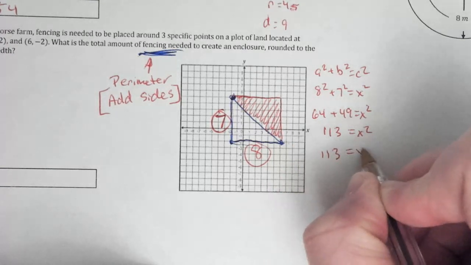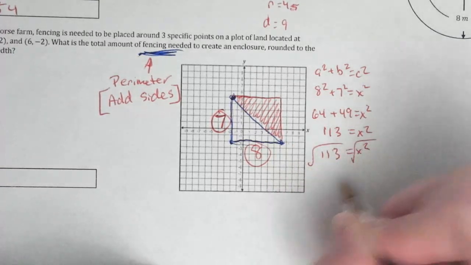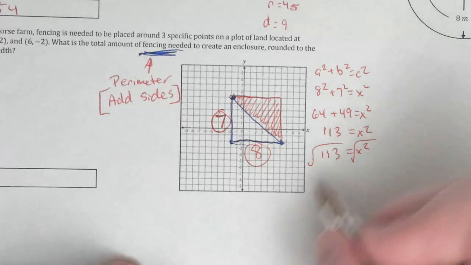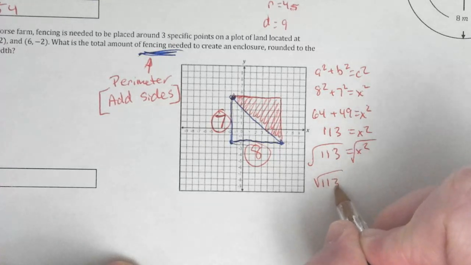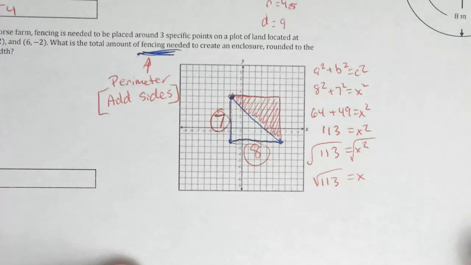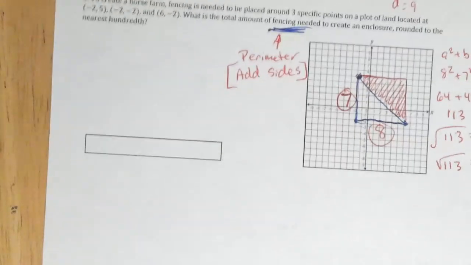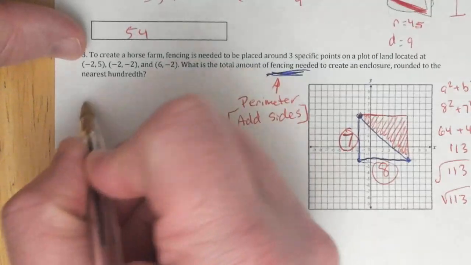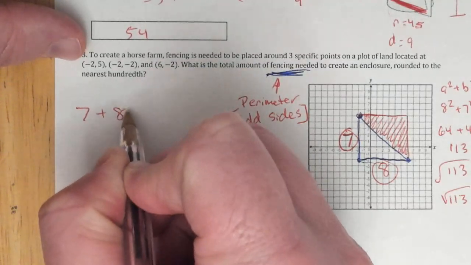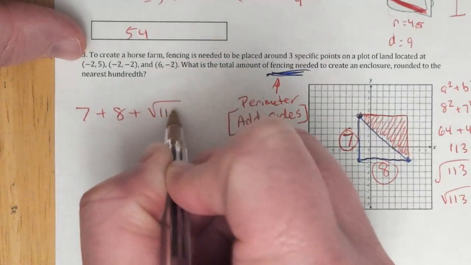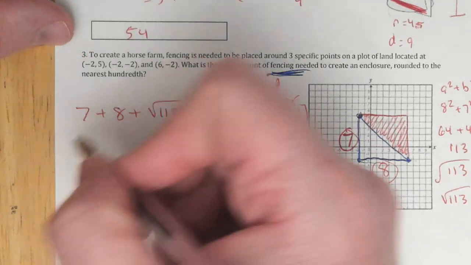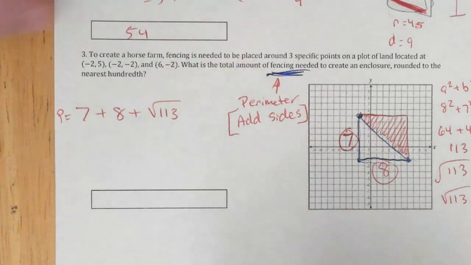I'd write it over again. I would square both sides. And that's not a pretty number, so I'm just stuck with it. Square root of 113 equals x. So now all we have to do is put that into the calculator. So we're just going to do 7 plus 8 plus the square root of 113. And that would be my perimeter.